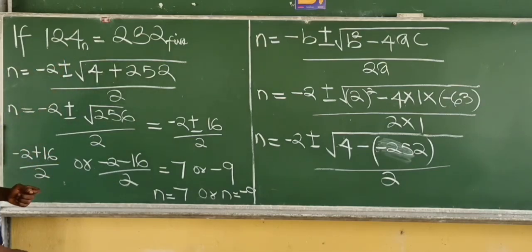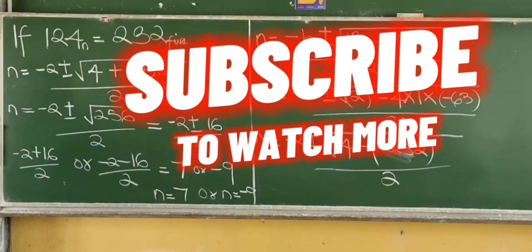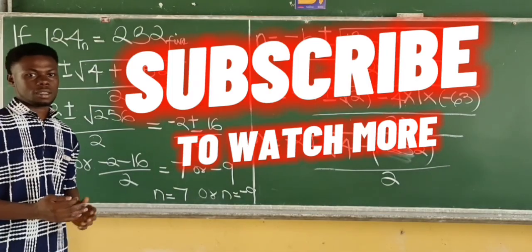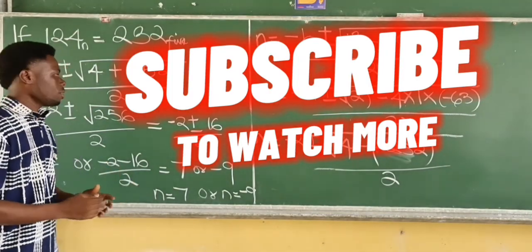If we substitute this, 124 in base 2 is equal to 232 in base 5, we are going to obtain the right hand side equals the left hand side. This is very simple.